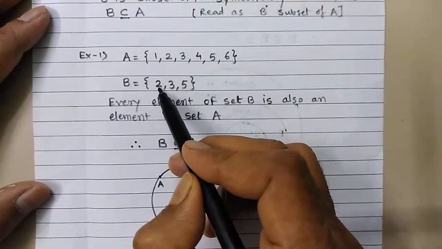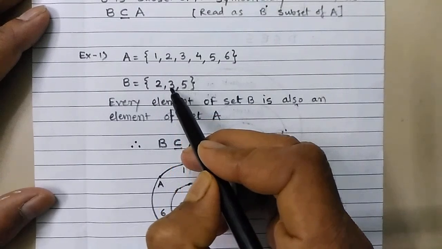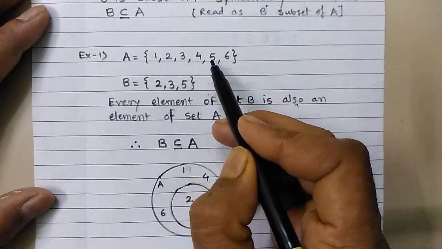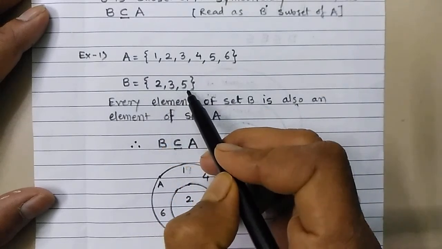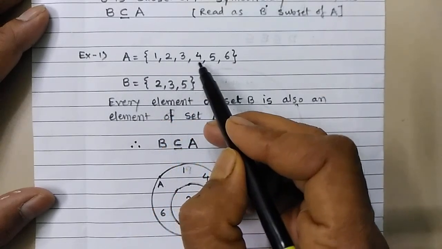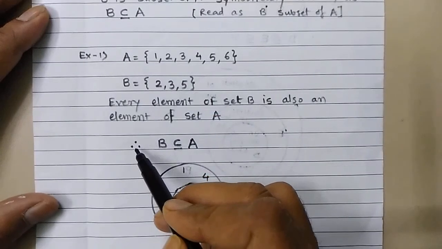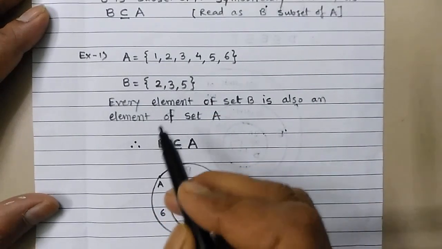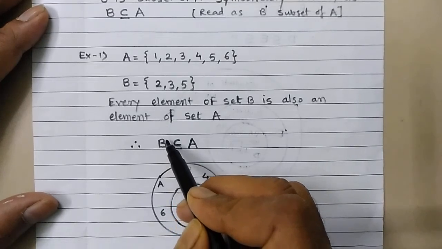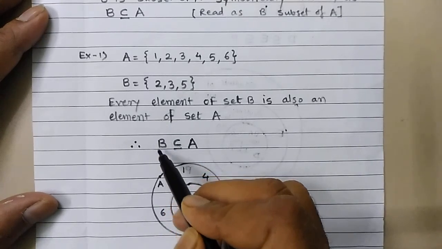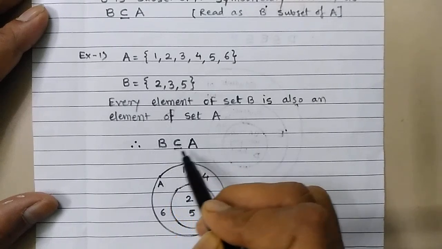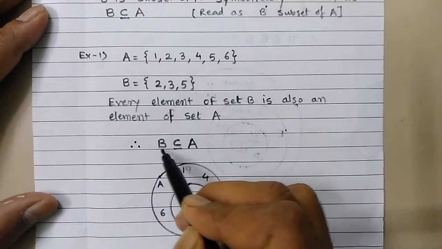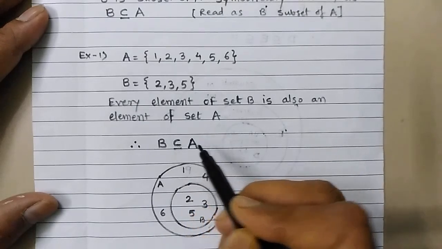Element 2 is present in A. Element 3 is present in A. Element 5 is present in A. That means all the elements of set B are present in A. That's why we write here B is subset of A. Always write down the smaller set first and the bigger set at last, and write the subset sign in between these two. That means B is subset of A.